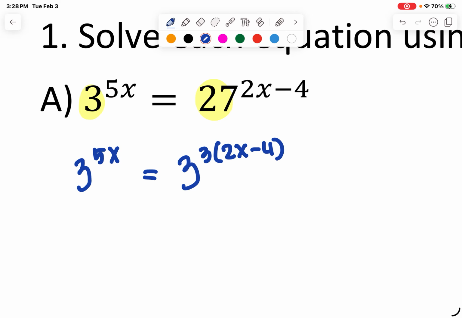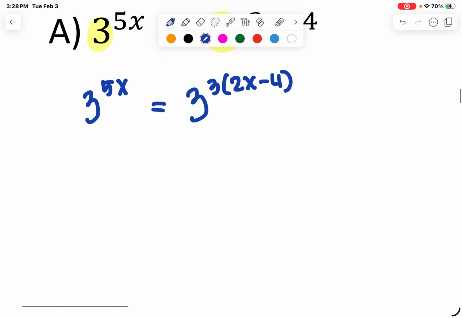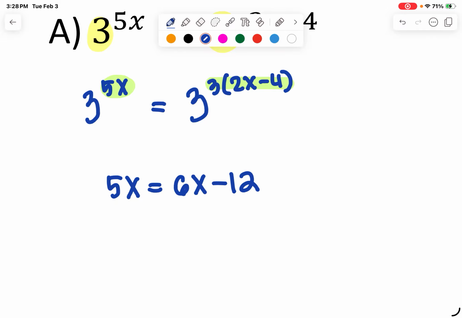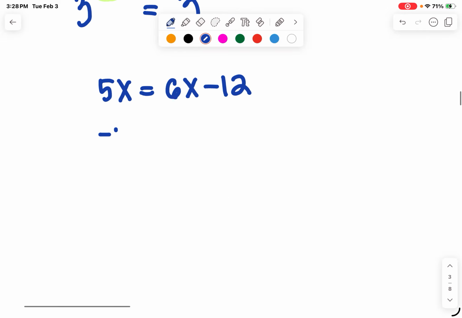All right, so now we can solve this because 3 to what power gives you 3 to what power? So these two things have to be equal in order for it to be true. So we have 5x is equal to, distribute that 3 there, that becomes 6x minus 12. Subtract 6x from both sides, you have negative x is equal to negative 12, so x is equal to positive 12.